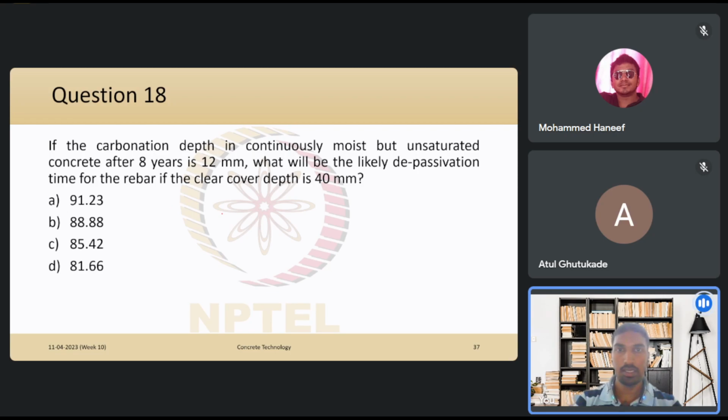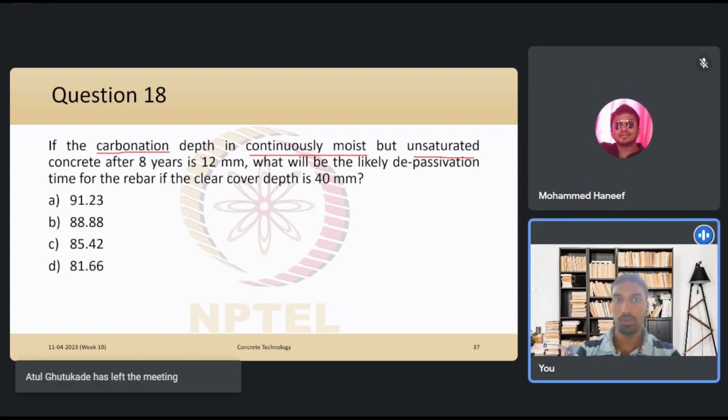Before we look at the solution, let's try to understand what's asked in the question. We are looking at the effect of carbonation, so the carbonation depth is what we are interested in. The concrete is exposed to continuously moist but unsaturated condition. For carbonation, two things are necessary, like we looked at for corrosion, where oxygen and moisture both were required. For carbonation to occur, you need some moisture and also exposure to CO2. If either of them is absent, then carbonation will not occur.